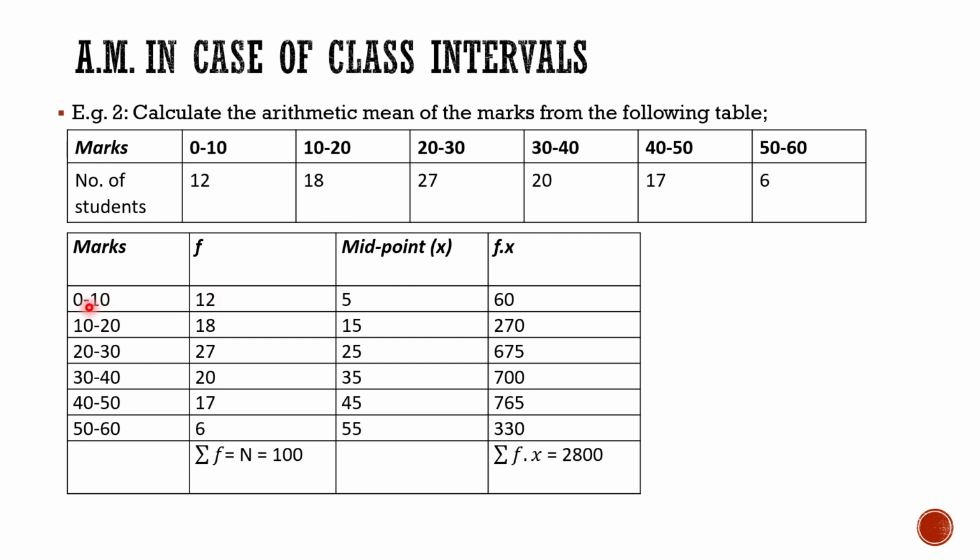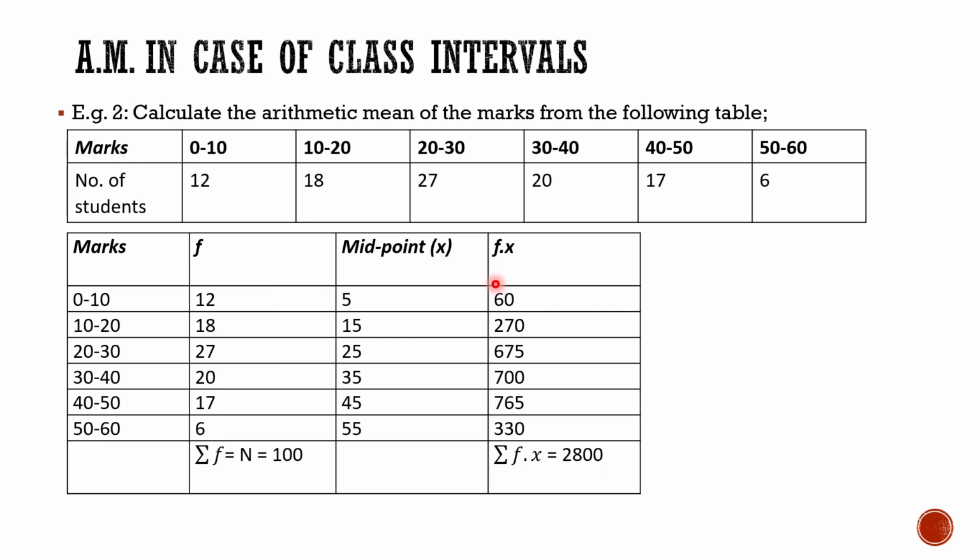So if you add lower and upper limit, 0 plus 10 divided by 2, that is 5, 10 plus 20 divided by 2, that is 15, and so on. You get these midpoints. You just calculate the fx or summation of fx.